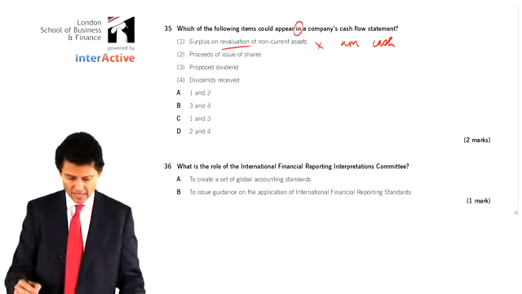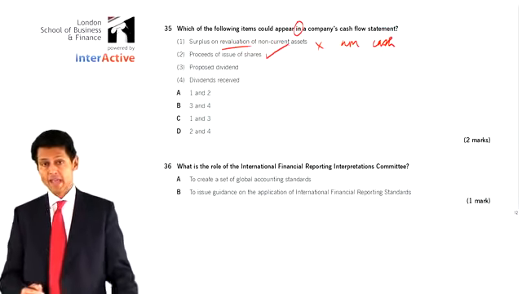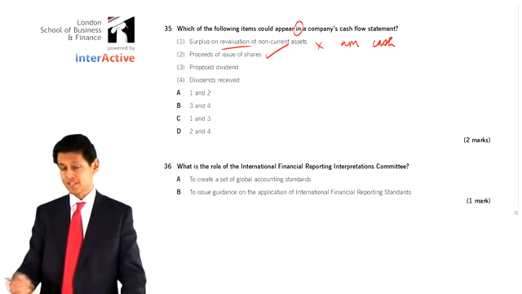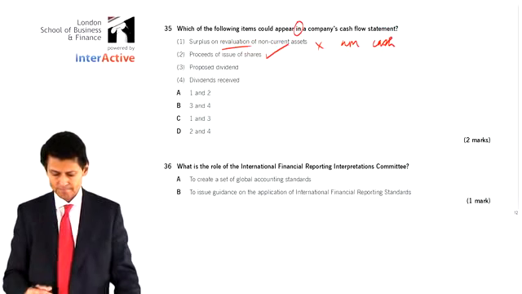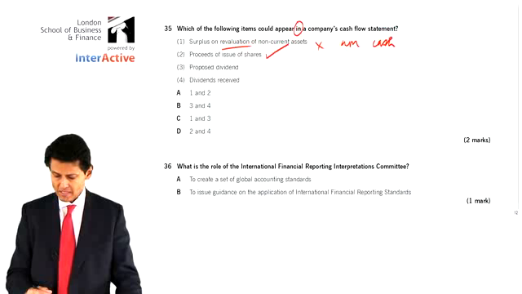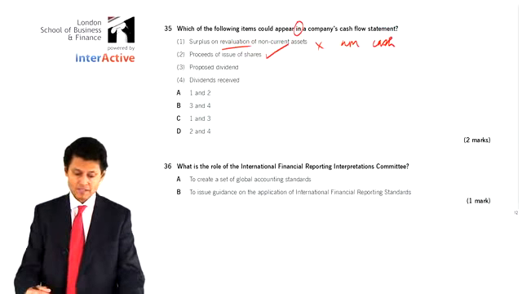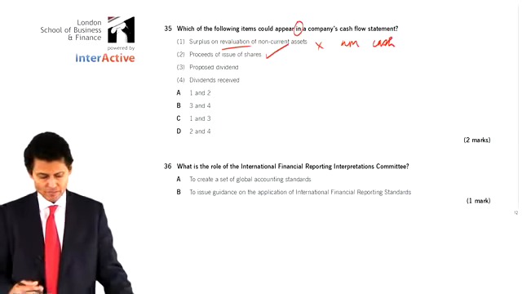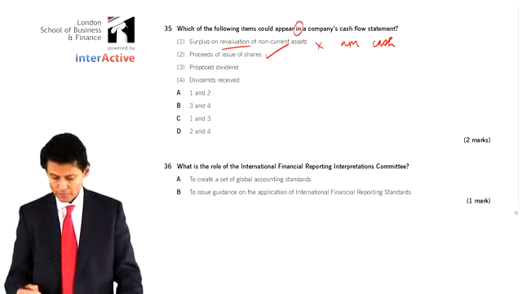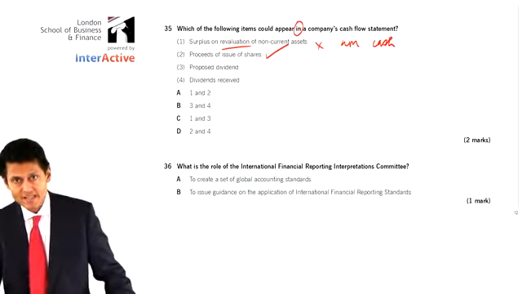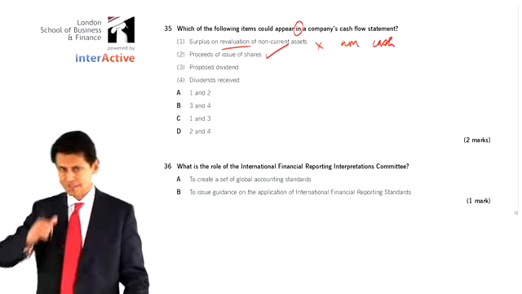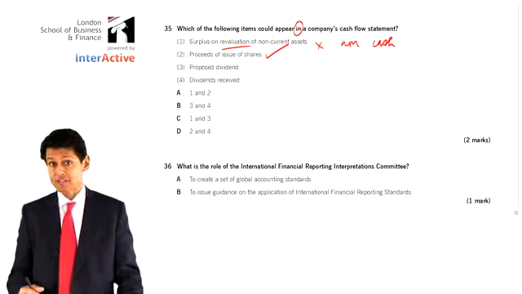Proceeds of issue of shares, that looks very comfortably yes. Proceeds, inflow, money coming in. In fact, the question says cash flow statement in or out. So in this case, of course, I'm going to give a tick to proceeds because whatever's issued at, money comes into the business. So it's definitely a cash flow item.